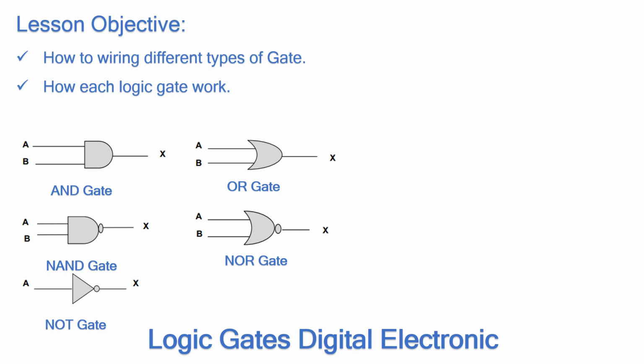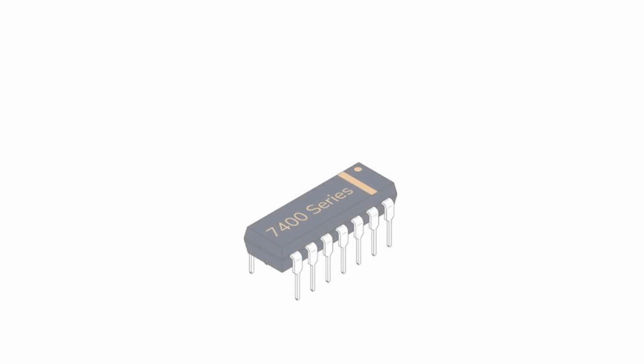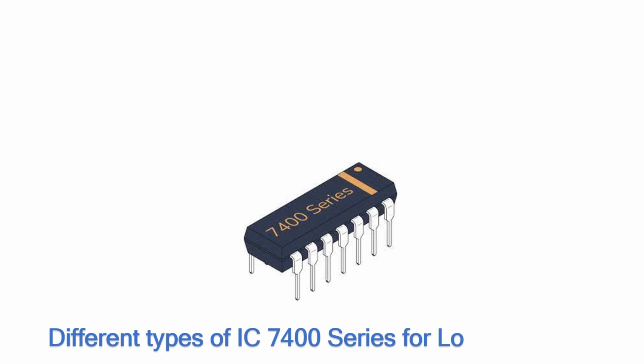Now, I would like to introduce to you the Analog Digital Training Kit, model number DEL 9212A, that we use in Politeknik Malaysia. Before we continue any further, we need to know the main component of this lesson, the integrated circuit, so-called IC, which has varieties of numbers that start with 74 at the beginning.